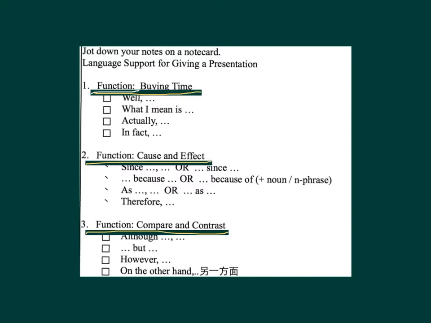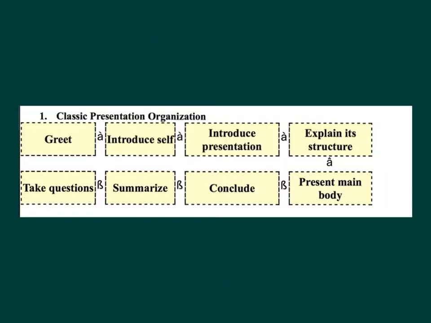Number 3. Function. Compare and contrast 可以講係 although, but, however, on the other hand 另一方面。Classic presentation organization. Greet 然後就 introduce self 然後 introduce 個 presentation 然後就 explain its structure 跟住就 present 個 main body 然後就 conclude 再 summarize 然後就 take questions.